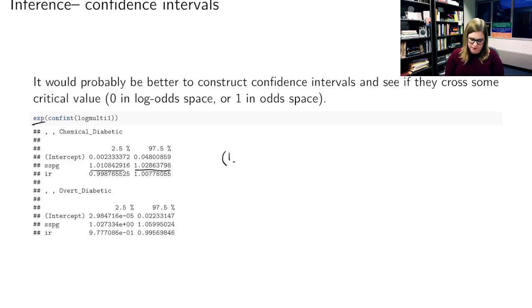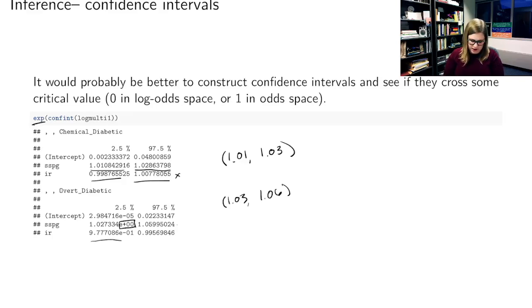So, we're 95% confident that the odds ratio is between 1.01 and 1.03, let's say. Not a huge odds ratio, but it's all on one side of 1. Versus the one for IR, that one crosses 1, so we don't think that's necessarily significant. And then if we go down and look at SSPG for overt diabetes, we've got 1.03 to 1.06, let's say, for SSPG. And I'm looking at this E plus 00. That means I don't have to do anything with my decimals.